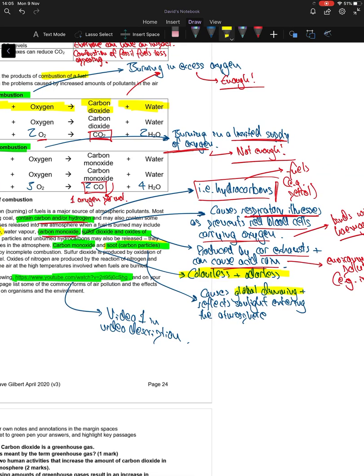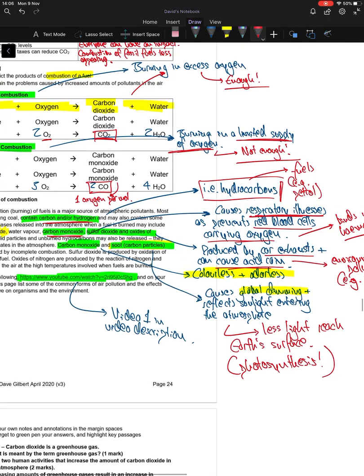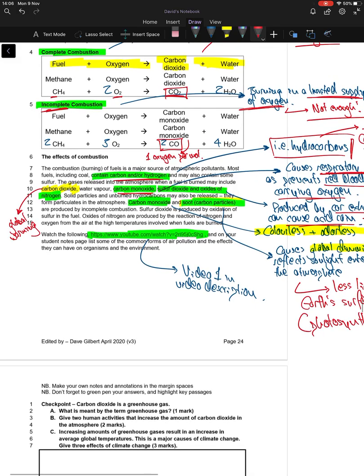These are linked to a process called global dimming, which is basically where particles collect in the atmosphere and start to block out and reflect sunlight entering the atmosphere. So it means that basically less light can reach the Earth's surface. And that can have obviously a massive impact on photosynthesis. And if photosynthesis is affected, plant life is affected. And if plant life is affected, animal life is affected. So that's the link, and that's why it's such an issue.